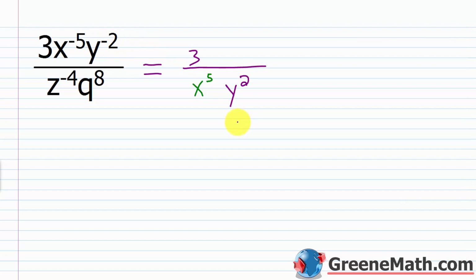Now in terms of my denominator here, I have z raised to the power of negative 4. So if I drag this into the numerator, same thing applies, right? If you cross the fraction bar, you just keep the base the same. So z stays the same. Change the sign of the exponent.